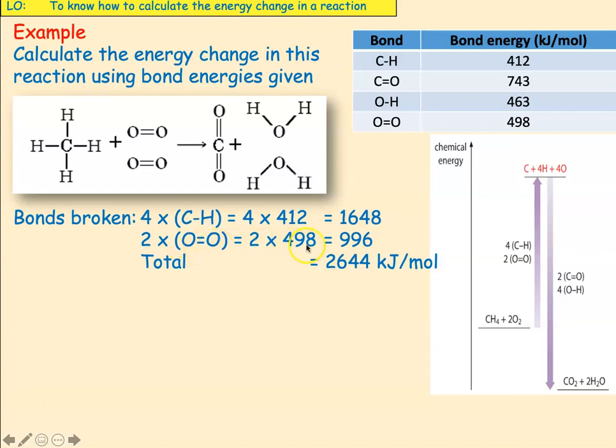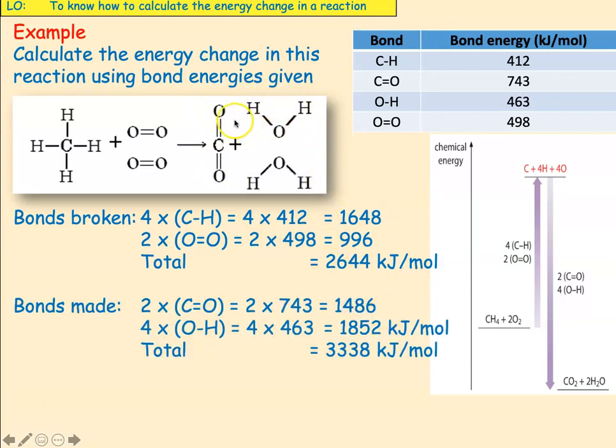So 2 times 498 and 4 times 412. So we've got 1,648 plus 996. So overall, to break all of those bonds, we've got 2,644 kilojoules.